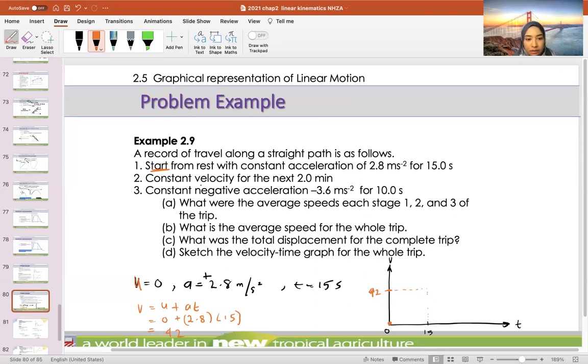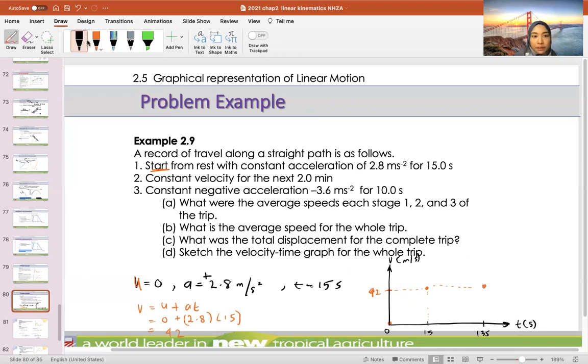Okay, and then constant velocity for the next 2 minutes. 2 minutes is 60 times 2, 120. 120 plus 15, 135. So at 135 seconds, this guy is in seconds, this guy is in meter per second. Roughly, I would be at a constant velocity. So straight line. Velocity doesn't change. Acceleration is 0, gradient is 0.